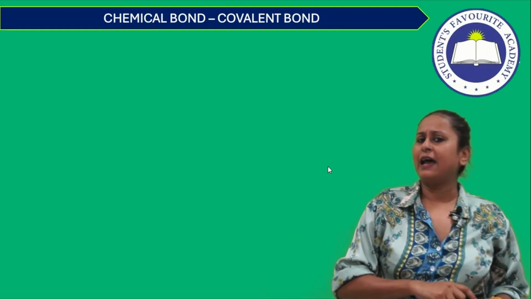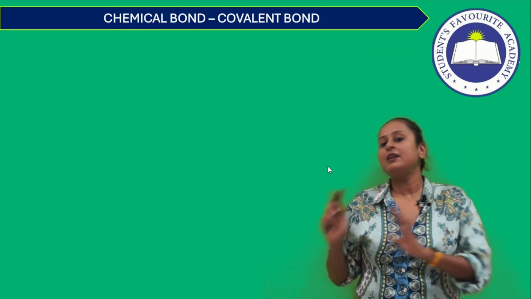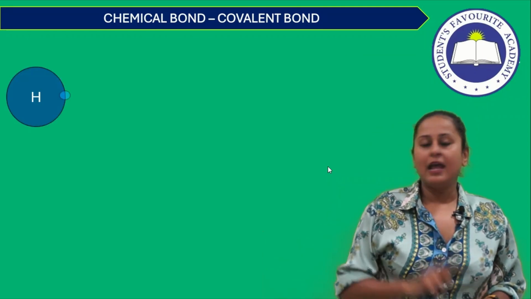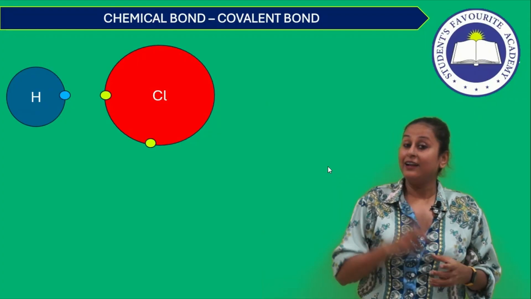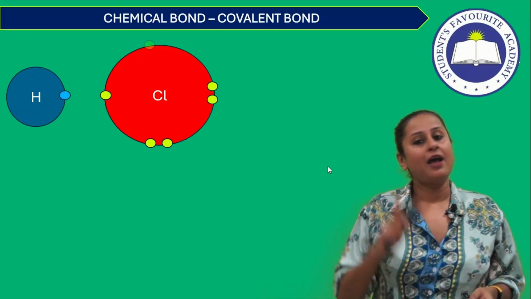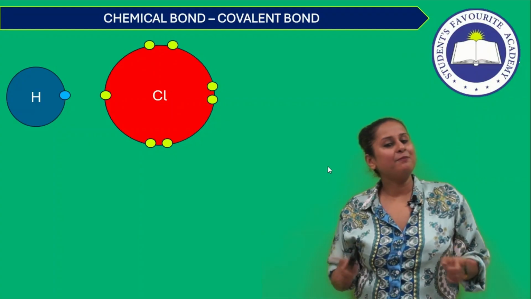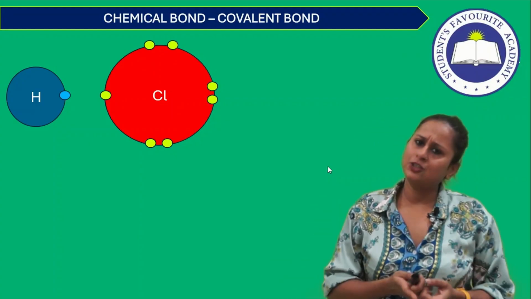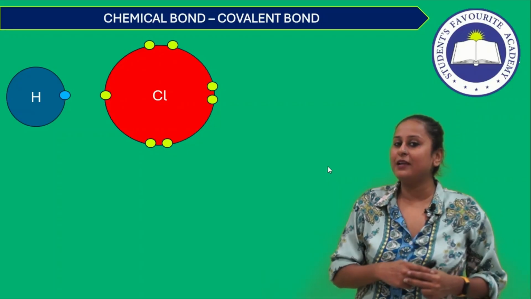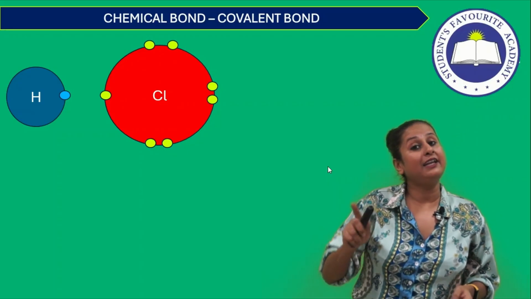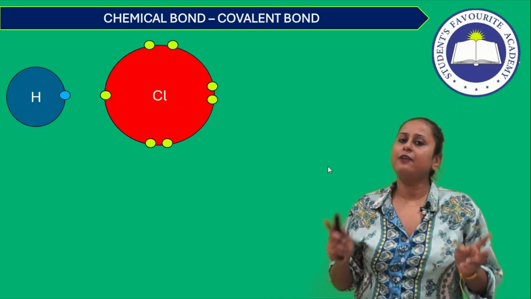So hydrogen has 1 electron in its outermost shell. Chlorine has 7 electrons in its outermost shell. Hydrogen needs only 1 electron to complete its duplet. Remember, hydrogen and helium are allowed to be stable in their duplet state. Why is that? Because they only have 1 shell, and in the first shell by the 2n square rule only 2 electrons can be accommodated. So hydrogen and helium are exceptions. They are happy with the duplet state in their first orbit.